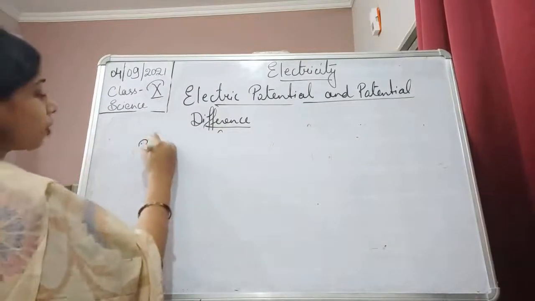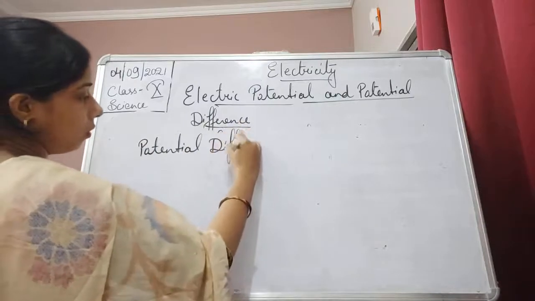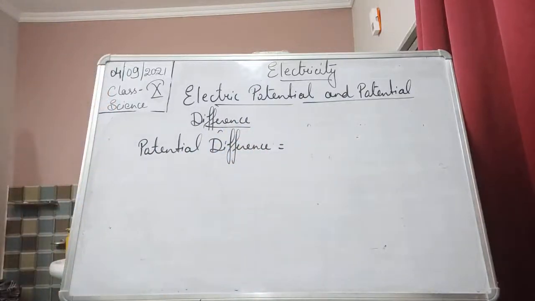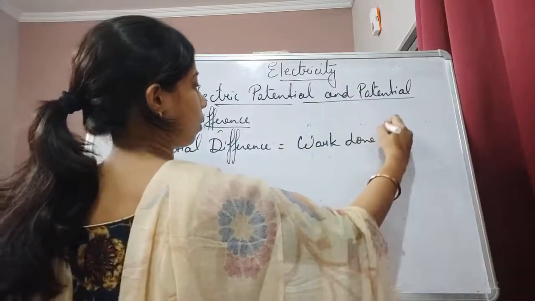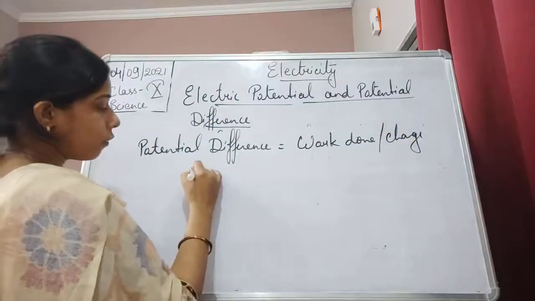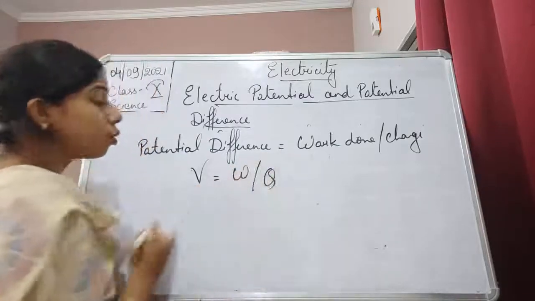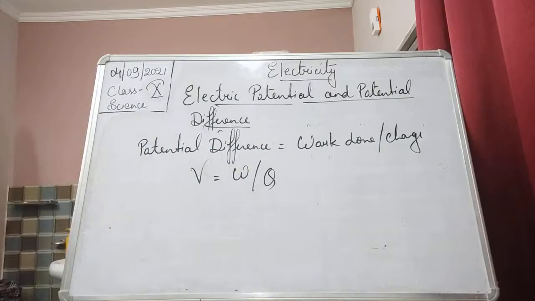So on the basis of that, potential difference, which is basically represented as V, is equal to work done upon charge. So this is potential difference, which is represented by V, work done by W and charge by Q. So V is equal to W upon Q. This is how we can find the potential difference.